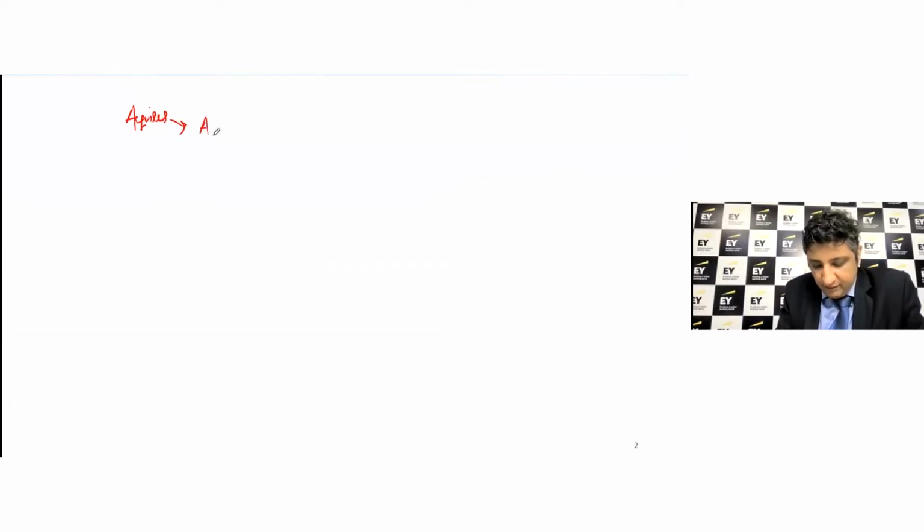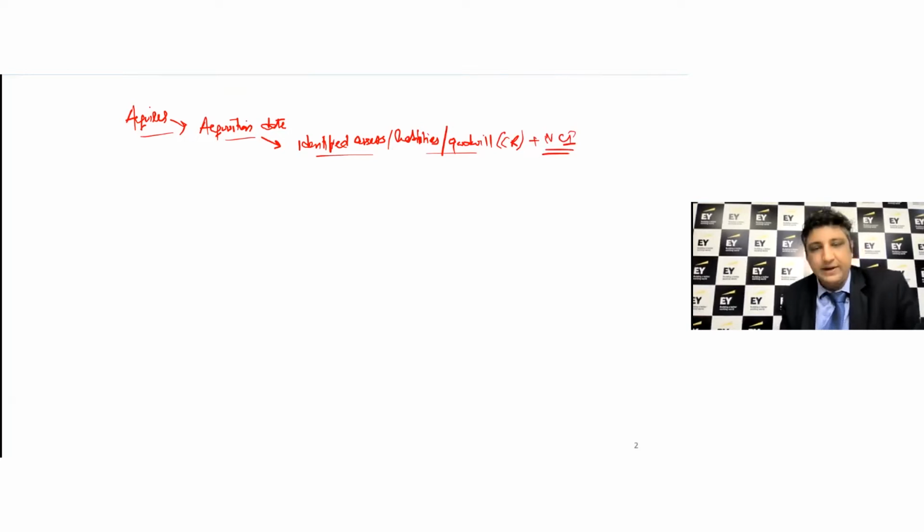and then there is an acquisition date. And then we talked about identified assets and liabilities. And then we, of course, refer to the word goodwill there, right? And that includes, of course, capital reserve. And finally, we also tried to talk about a term called a non-controlling interest or NCI.